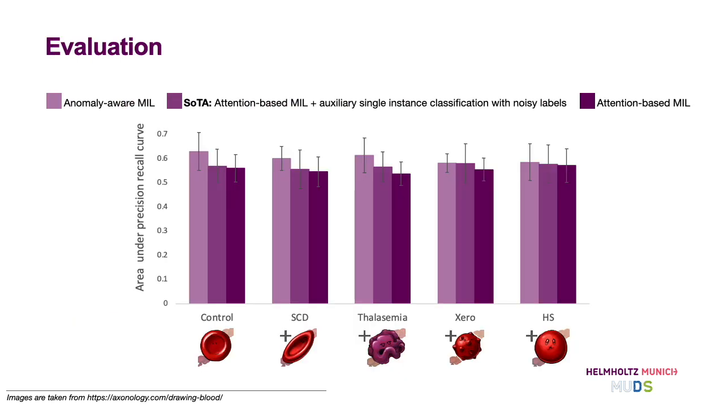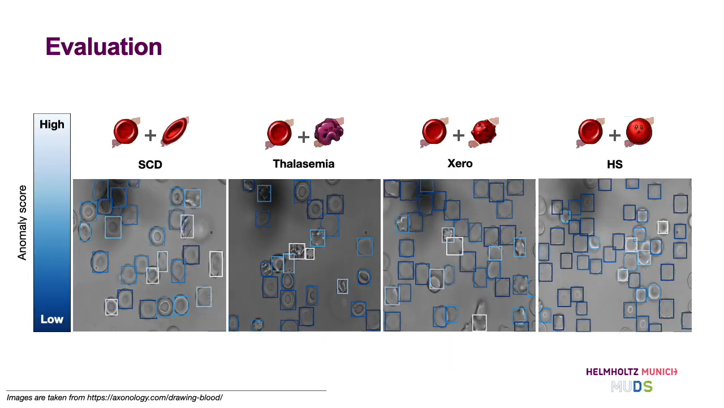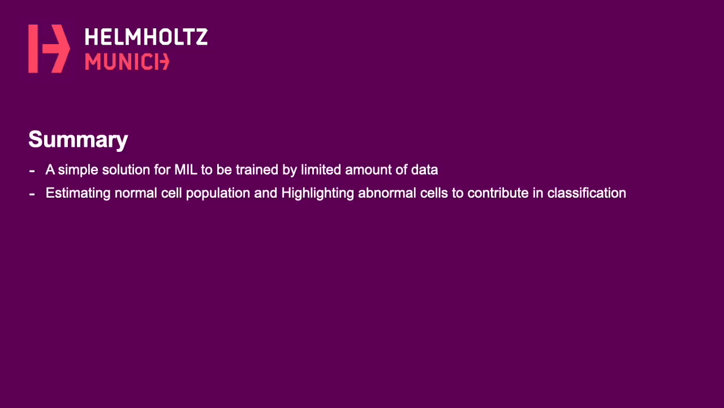We evaluated our method in classifying 4 types of rare anemias. Our experiments showed that anomaly-aware multiple instance learning outperforms other methods in this application, including the state-of-the-art, which only embeds an attention mechanism in the multiple instance learning classifier. Moreover, this method is explainable at the cell level by introducing an anomaly degree for each cell. In this way, medical experts can check if abnormal cells are detected correctly and if their features match the final classification result. In summary, our method is a simple solution for multiple instance learning training using only a limited amount of data.